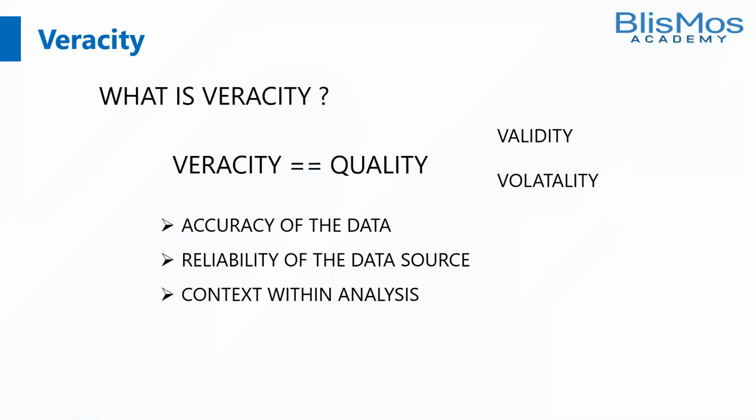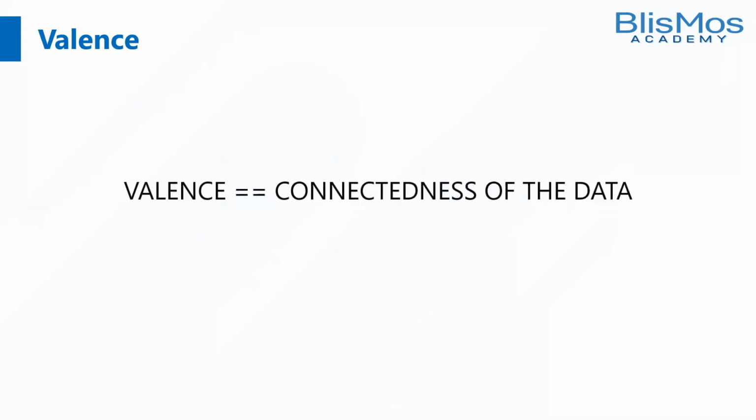Now that we understood what is veracity, let us move on and understand the valence. If you go back to your chemistry classes during your high school days or college days, we used to say valence of electrons, right? If you remember. In a way, we have derived that particular term here also. Valence is nothing but connectedness of the data. How well the data is connected to each other in terms of the analysis. That is what is valence of the data.